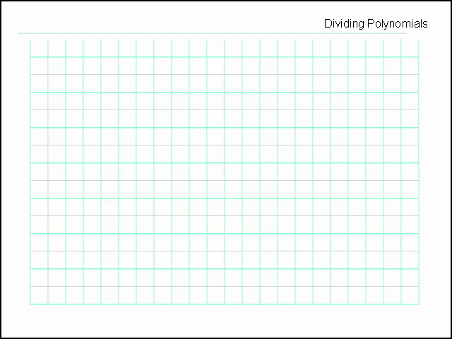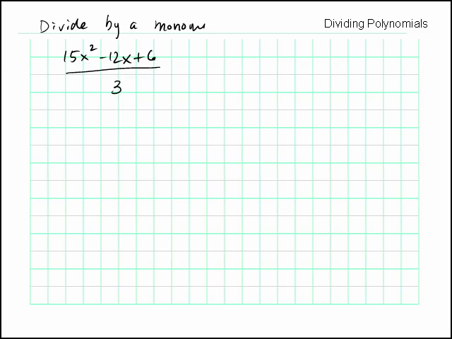Okay, we're going to start this lesson by dividing a polynomial by a monomial, a single term. Let's take this as our first example. We're going to take this polynomial and divide by the monomial 3. So this is dividing by just a monomial for now.